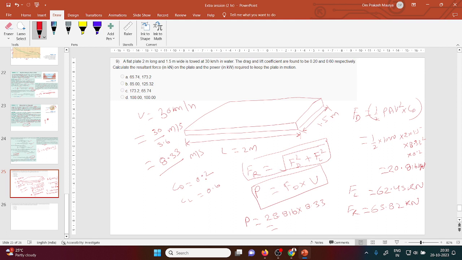That is not 28, this is your 20. Yeah. So let me calculate 20.816 into 8.33, you will get 173.4. So option number A is correct for this. Yes, sir. Hope you got it.